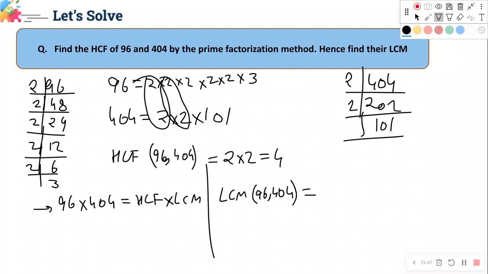Take the LCM to the other side. What will be your answer? 96 into 404 divided by the HCF, that is 4.